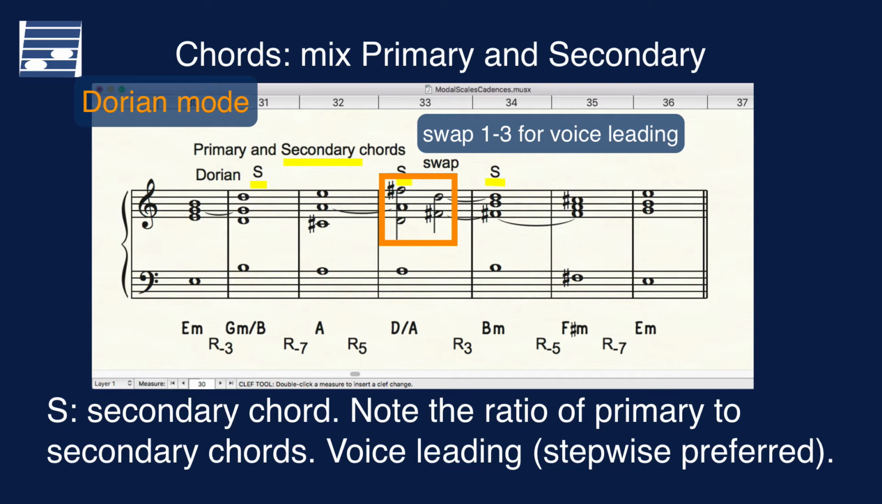The swapping of neighboring chordal functions, here 1 and 3. This may be done between measures or within the measure. It is used in this example to move from open to closed position voicing in the upper parts. Also, this technique is demonstrated in my other videos, but may require a separate episode to show its full potential.